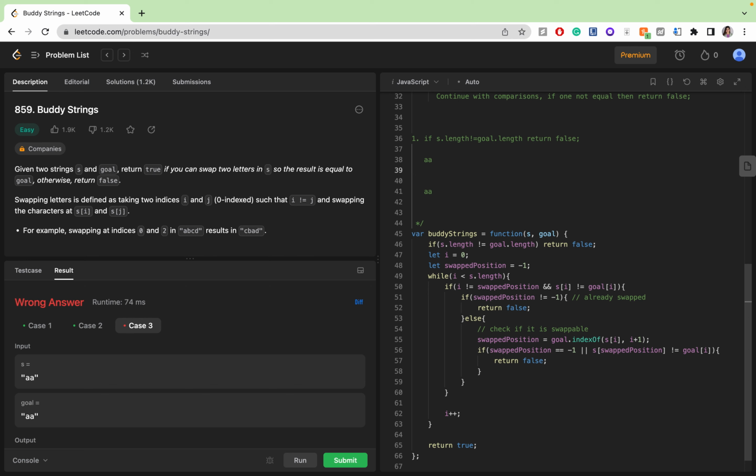I'm feeling so embarrassed or something like that, because this is an easy question and I'm taking 30 minutes to do this. So how can I solve this problem? If both strings are identical, then also I might be able to swap it even if they are equal.